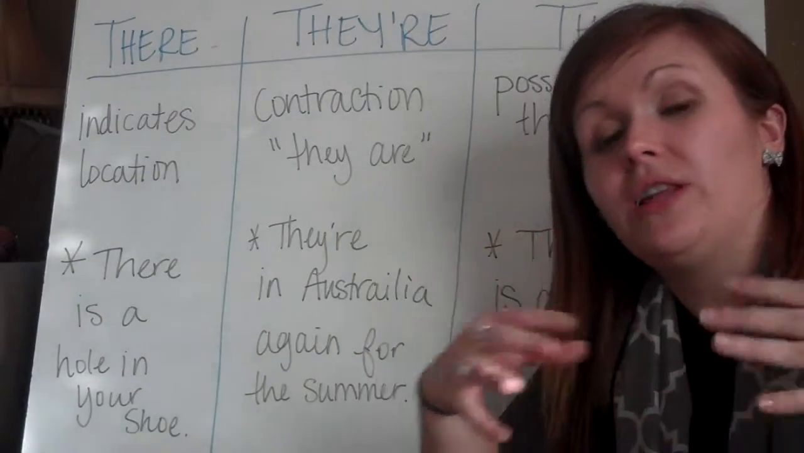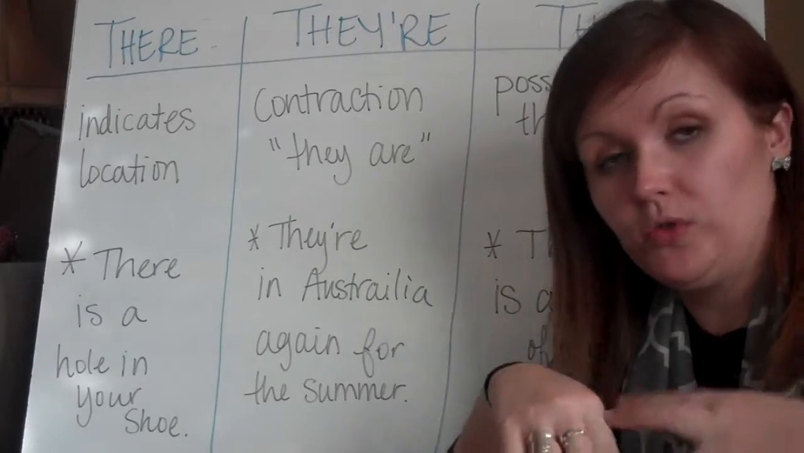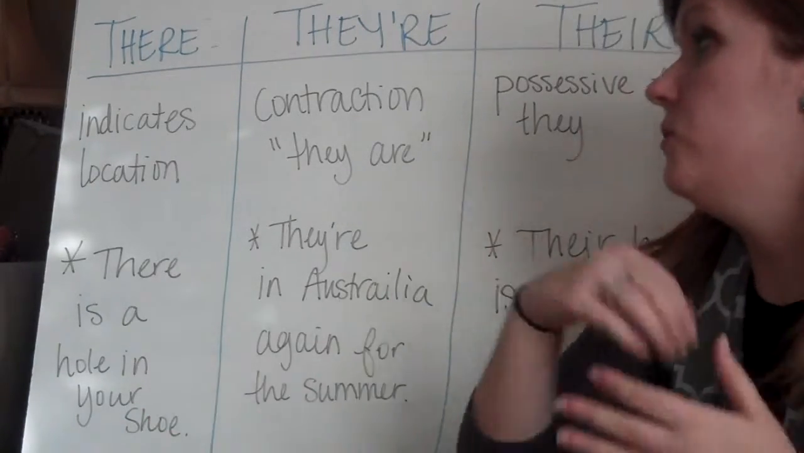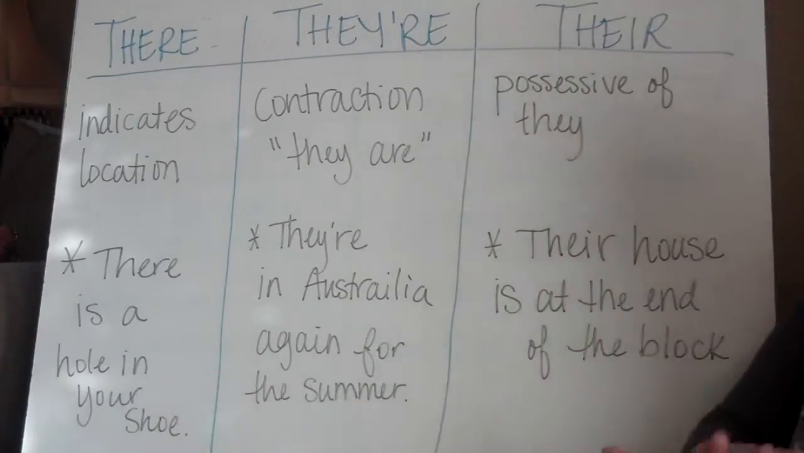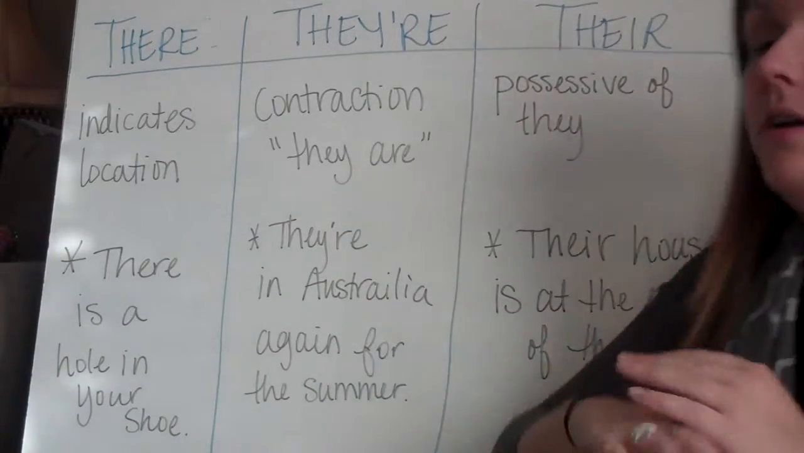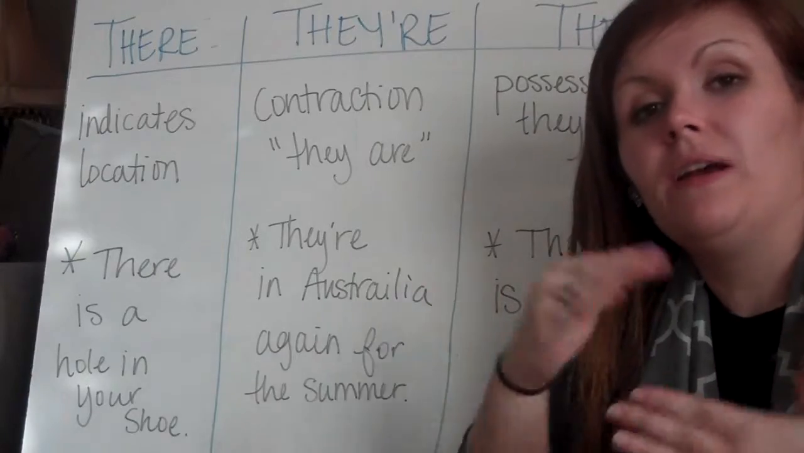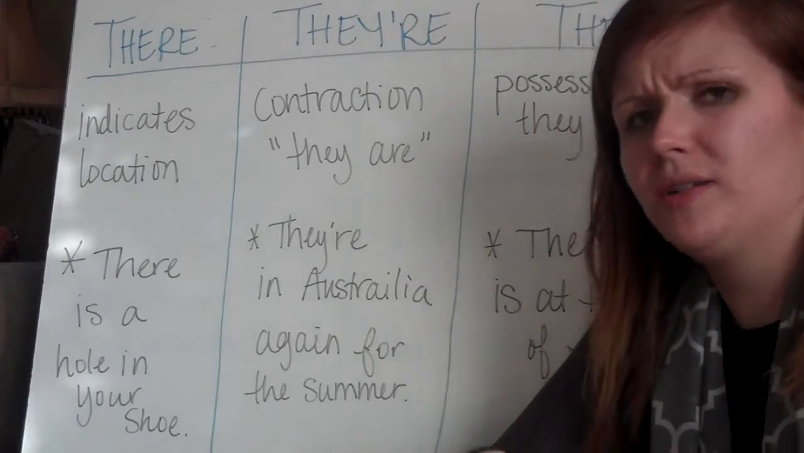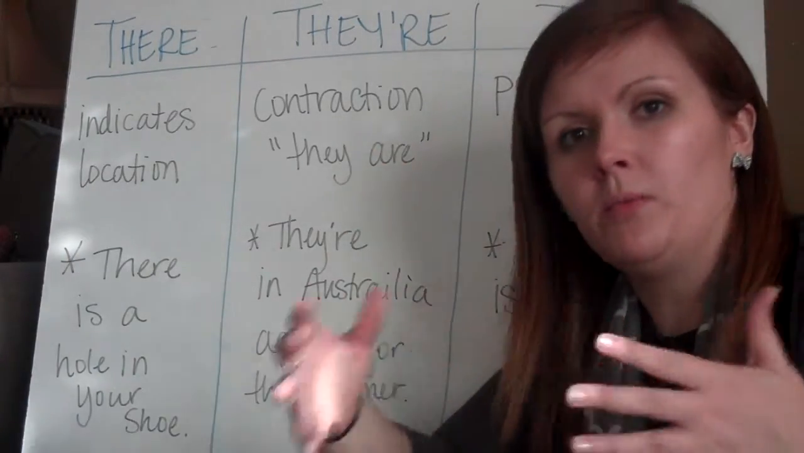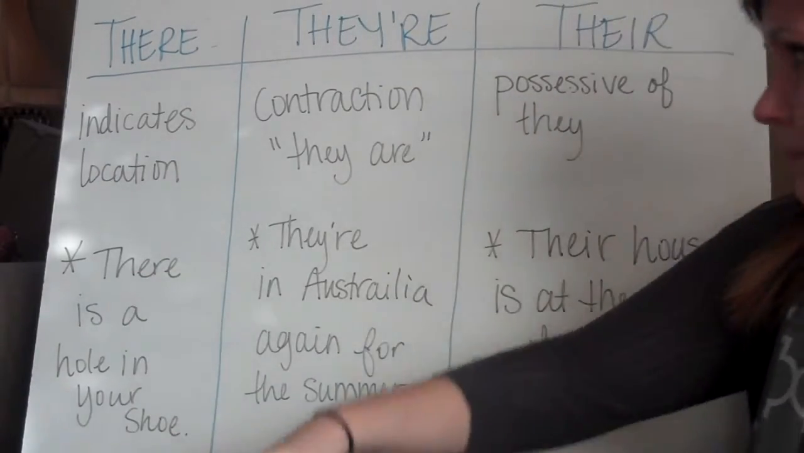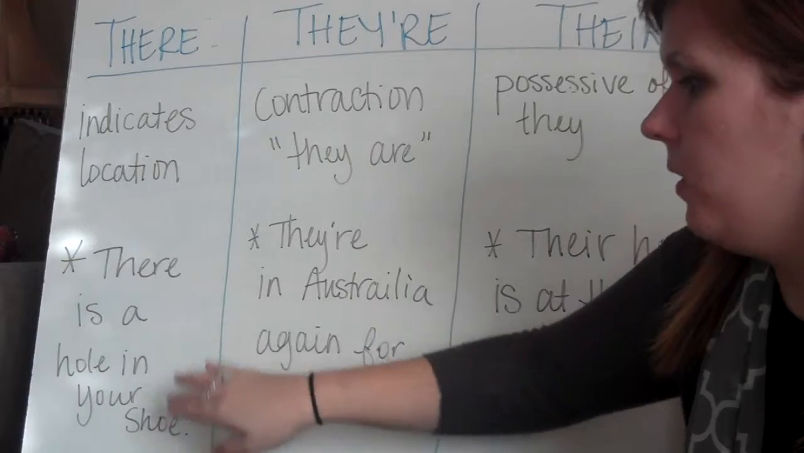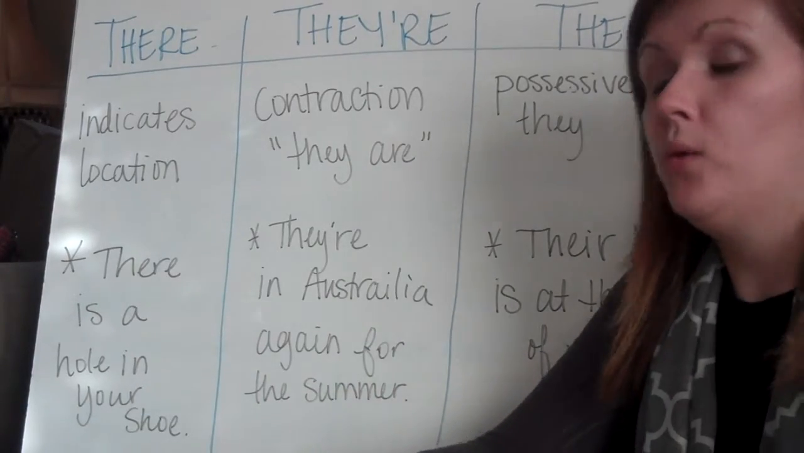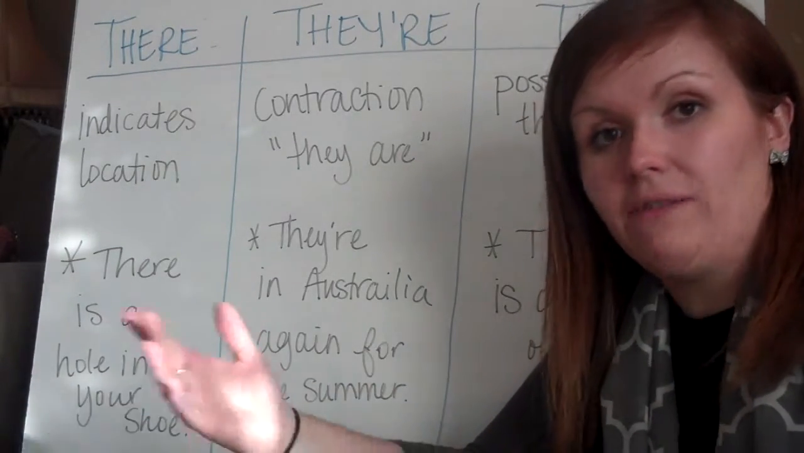Now these are probably the words that I see confused the most out of any words that are commonly confused. These are the ones that I see used for each other the most probably. That's there, they're, and their. They're all spelled differently, they all mean different things, but they all sound the same. So it can be hard, especially because there are 3 of them, to remember which ones go with which context. There, T-H-E-R-E, indicates a location. So you would say, there is a hole in your shoe. Or, we are going to go there after church.